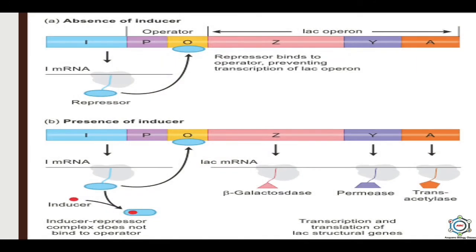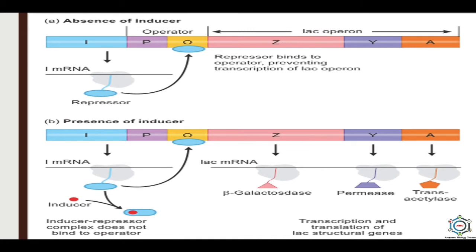So, the operon model proposes three elements: a set of structural genes, that is genes encoding the proteins to be regulated, an operator site, which is a DNA sequence that regulates the transcription of the structural genes, and the regulator gene, which encodes a protein that recognizes the operator sequence.